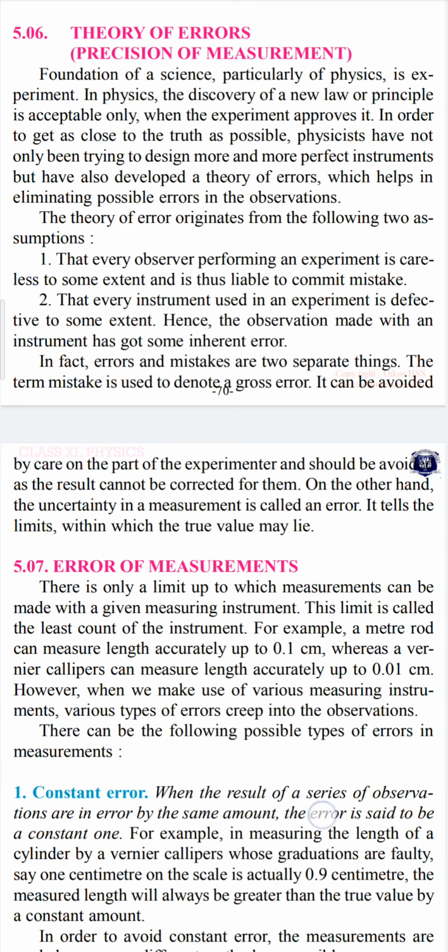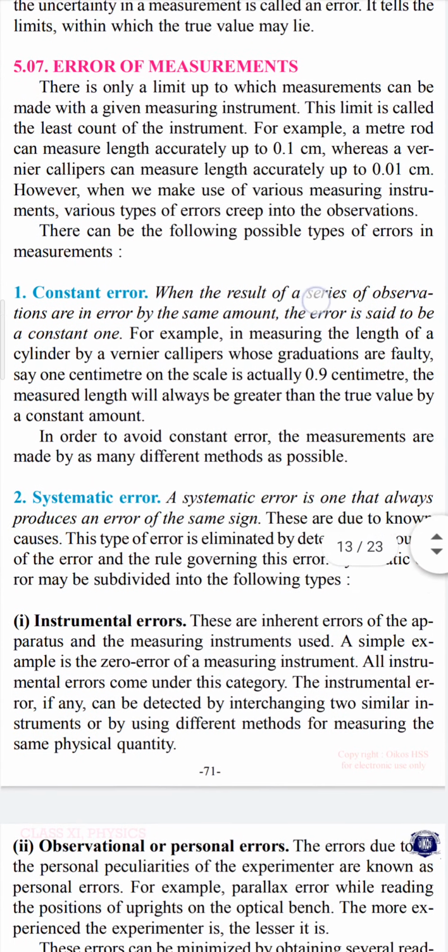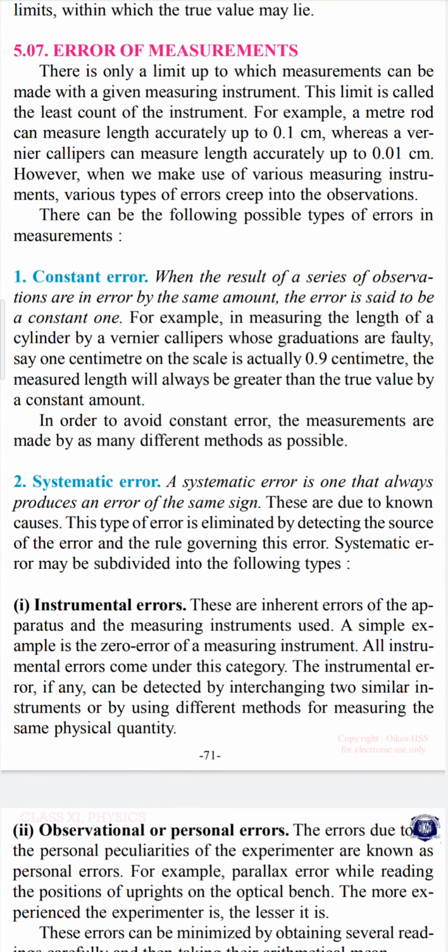5.07 Error of measurements. There is only a limit up to which measurements can be made with a given measuring instrument. This limit is called the least count of the instrument. For example, a meter rod can measure length accurately up to 0.1 centimeters, whereas a vernier calipers can measure length accurately up to 0.01 centimeters.